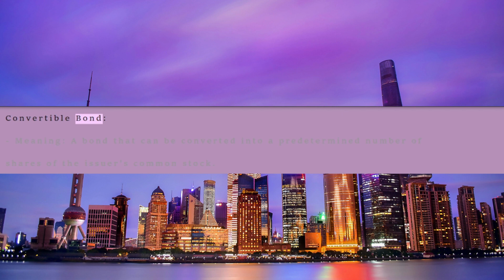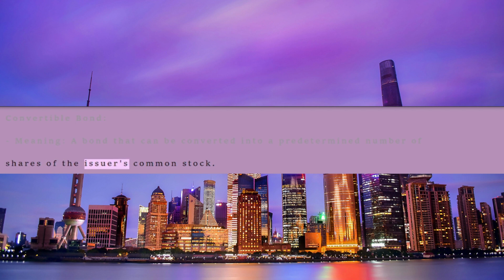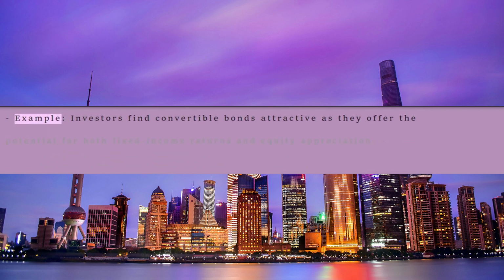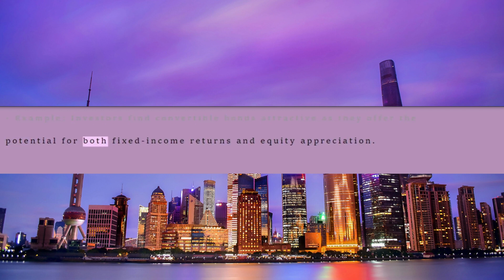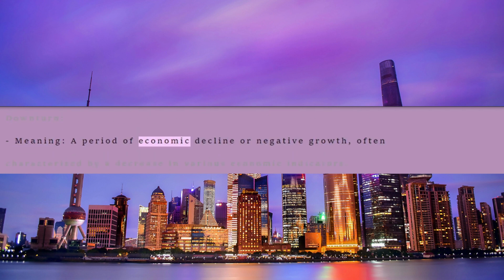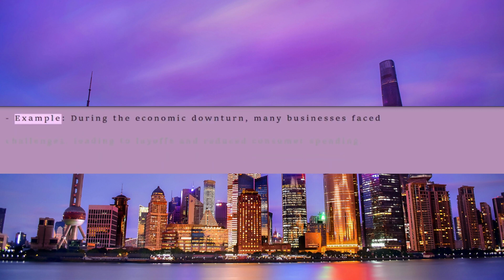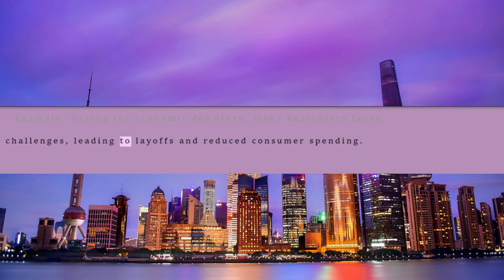Convertible bond. Meaning, a bond that can be converted into a predetermined number of shares of the issuer's common stock. Example, investors find convertible bonds attractive as they offer the potential for both fixed income returns and equity appreciation. Downturn. Meaning, a period of economic decline or negative growth, often characterized by a decrease in various economic indicators. Example, during the economic downturn, many businesses faced challenges, leading to layoffs and reduced consumer spending.